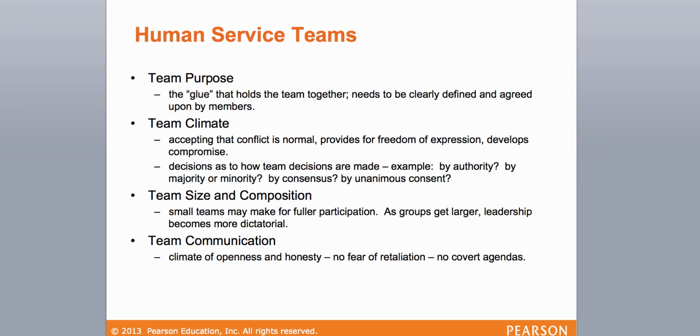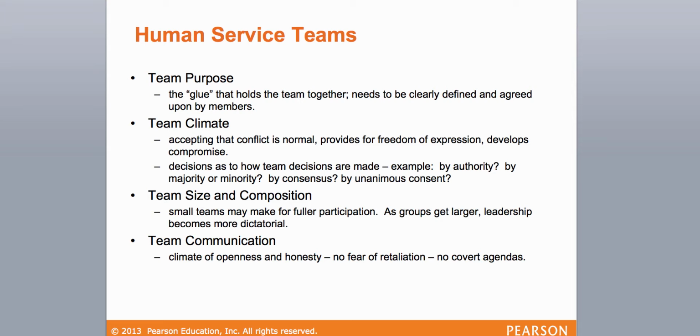Is it by an authority? Is it a majority or minority ruled decision? Does it require consensus? That is, if everybody doesn't necessarily agree with the final decision, they all commit to making it work. Does it have to be unanimous consent? Those kinds of things. So this is another thing that I think helps the team climate and helps it to work towards a successful resolution of any conflict that does come up.